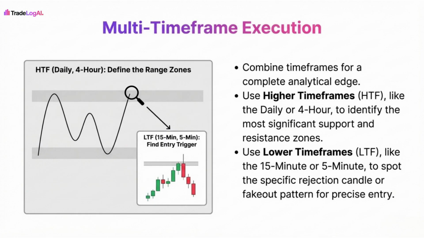Combine time frames for a complete edge. Use the higher time frame, daily or 4H, to define the most meaningful range zones. Then drop to lower time frames, 15 minutes or 5 minutes, to spot the rejection candle or fakeout pattern with precision. Higher time frame gives the map, lower time frame gives the trigger. That separation keeps you disciplined and prevents overtrading random movement.